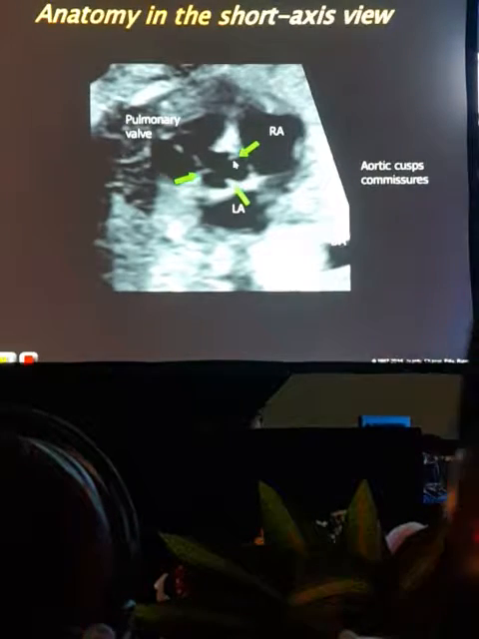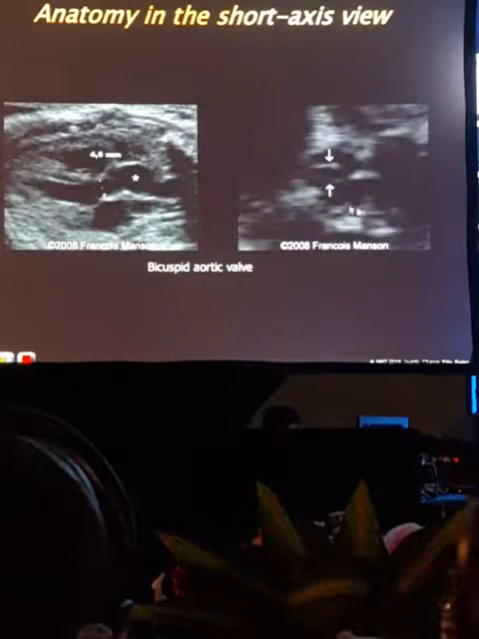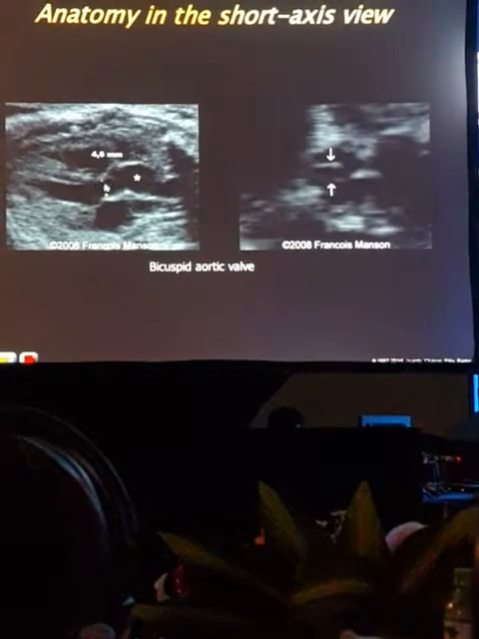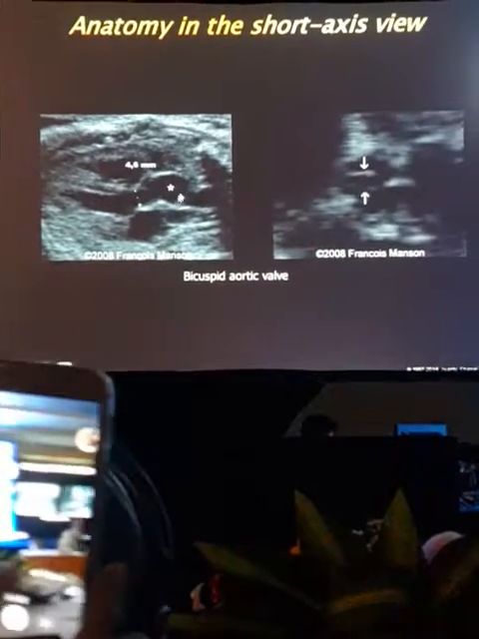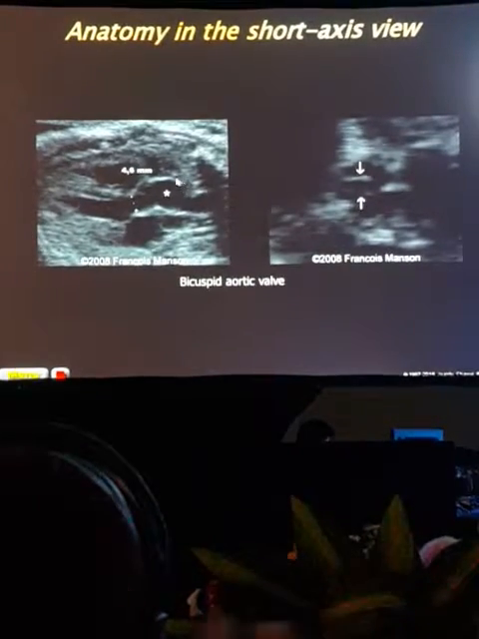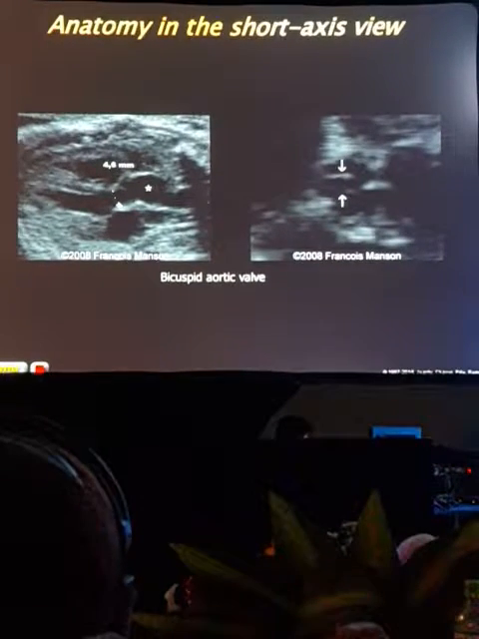And then here you can see the three cusps of the aortic valve. Notice that when you do the left upper tract and you measure the size of the aortic valve, it should be the same size as the ascending aorta. If you see an ascending aorta which is larger than the aortic valve, that is a problem.